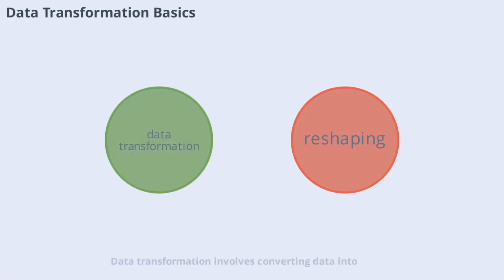Data transformation involves converting data into a suitable format or structure for analysis. This can include operations like aggregating, pivoting, or reshaping data tables. Transformations help reveal patterns, simplify complex datasets, and prepare data for modeling. Understanding basic transformation techniques is essential for effective data preparation and analysis.